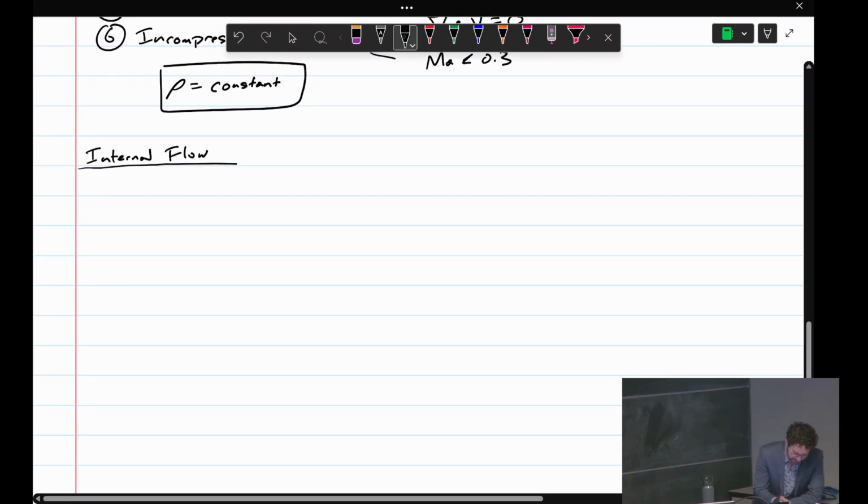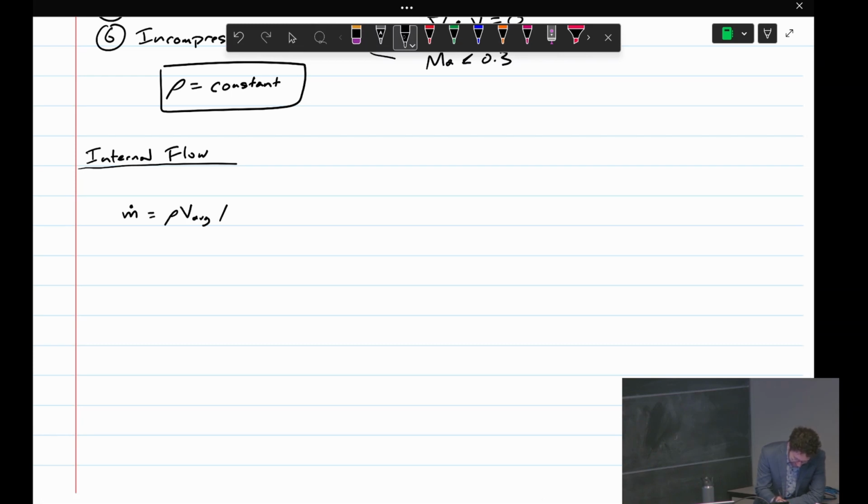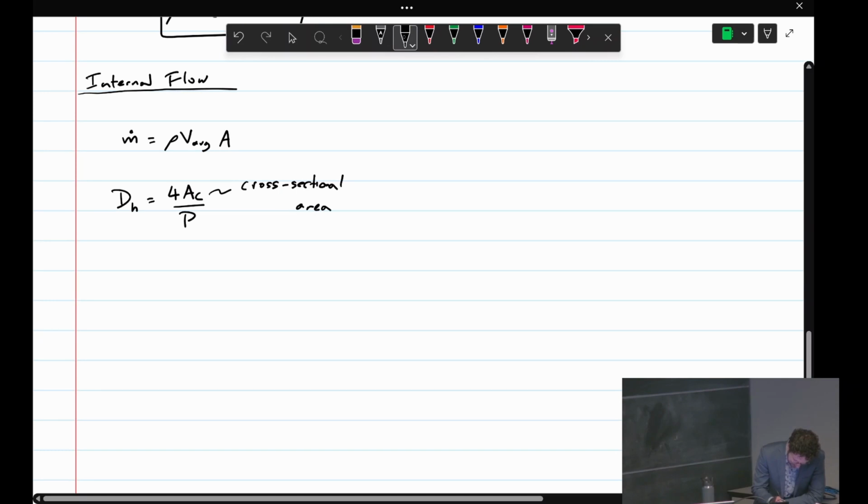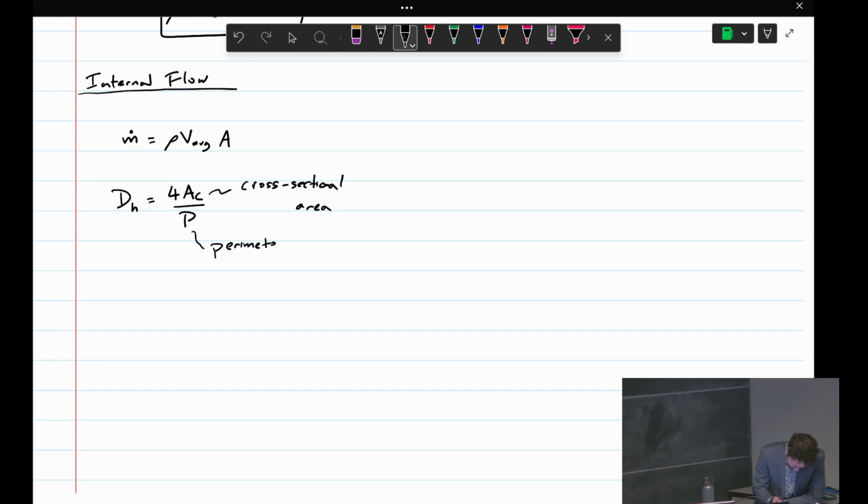Okay, so internal flow, we know our mass flow rate. m dot is rho V average A. There's also a hydraulic diameter that we defined as AC over P. So AC is the cross-sectional area, and P is the perimeter. I'm going to give you a drawing for that just to make it clear.